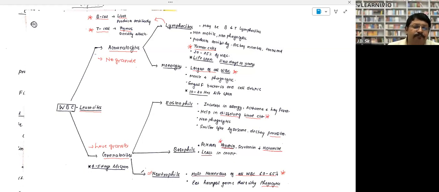B cells are produced in liver, right? And they produce antibody. T cells are produced in thymus and they directly attack and kill the antigen, right? Lymphocyte characteristic, they may be B or T lymphocyte. They are non-motile, non-phagocytic, means neither do they move from one place to another, nor do they eat bacteria. They produce antibody and destroy the microorganism.